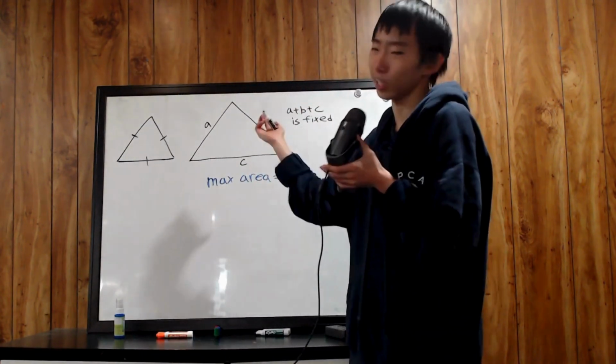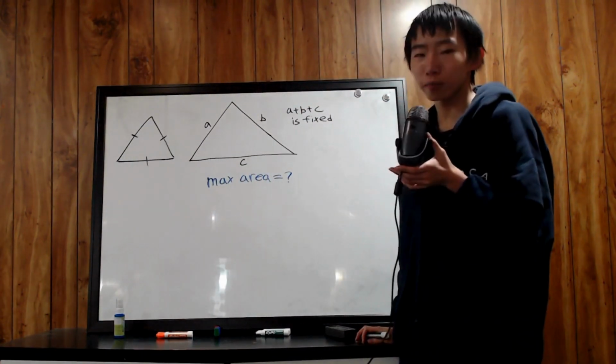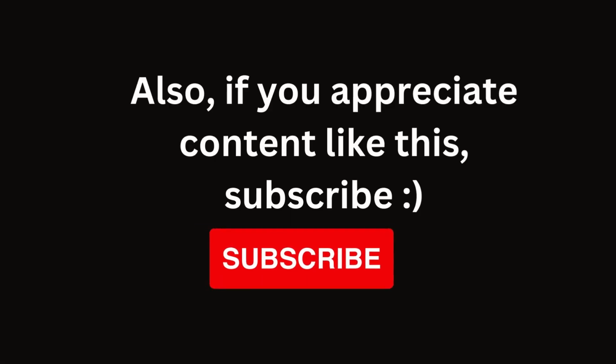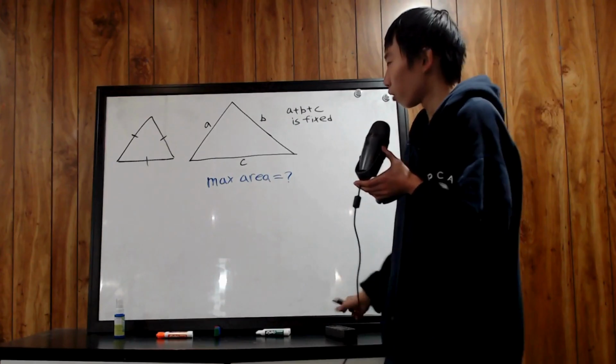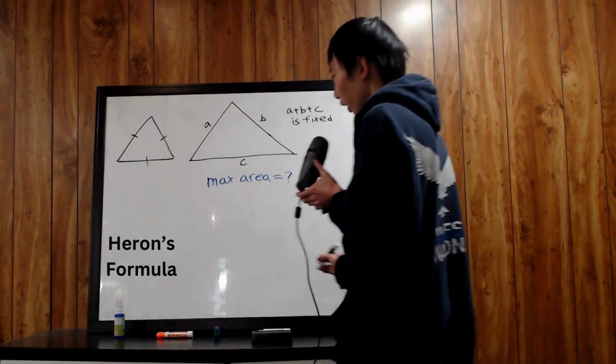I'll tell you right now that you have to reshape it into an equilateral triangle to maximize area. That's obviously not to scale. So how can we prove this? Well, we're actually going to use a formula called Heron's formula.